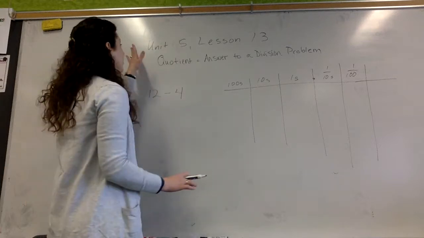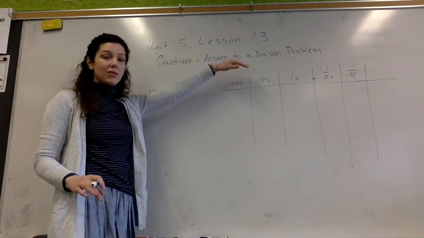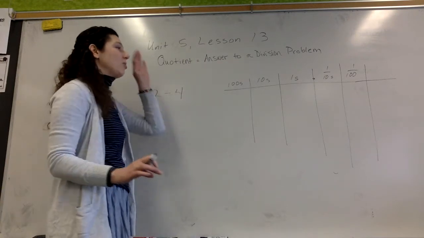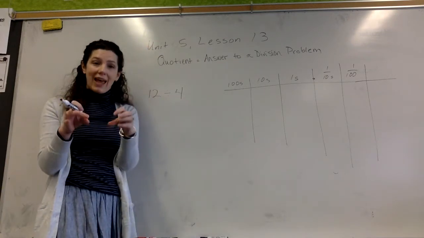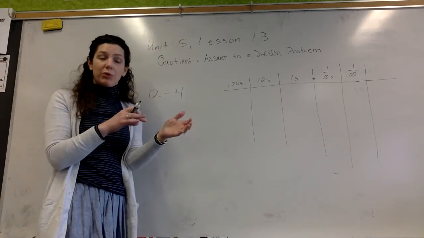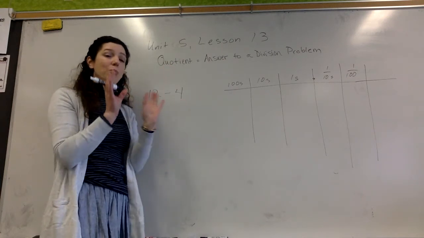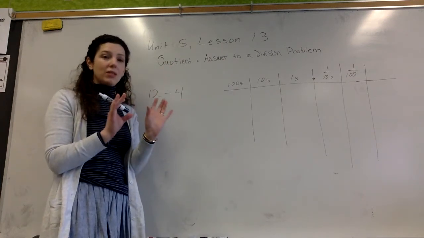This is Math Unmasked for Unit 5, Lesson 13. Today we're talking about quotients, which is the answer to a division problem, and we're talking about quotients where the numbers both have decimals in them. In the previous lesson, we did a number with a decimal divided by a whole number. Now both of the numbers in our problems are going to have decimals.